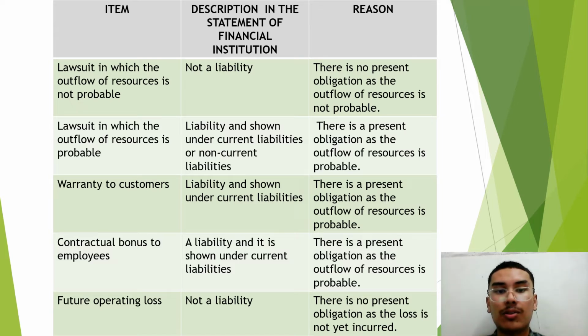Third, warranty to customer: liability, shown under current liability. The reason: there is a present obligation as the outflow of resources is probable. Fourth, contractual bonus to employees: a liability, shown under current liability. The reason is there is a present obligation as the outflow of resources is probable, same as previous. So the last is future operating loss. Description in statement of financial position: not a liability.